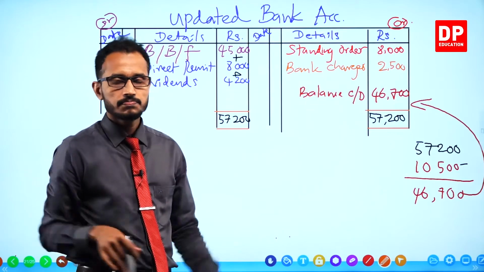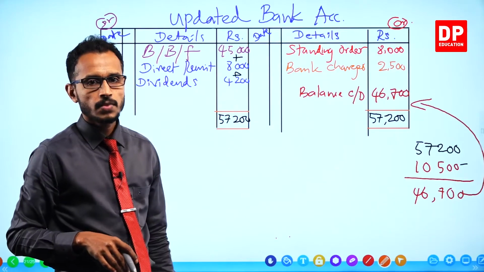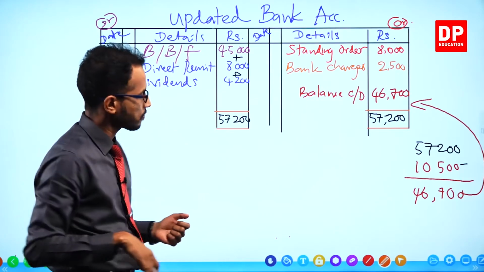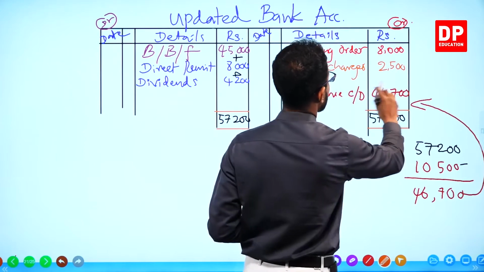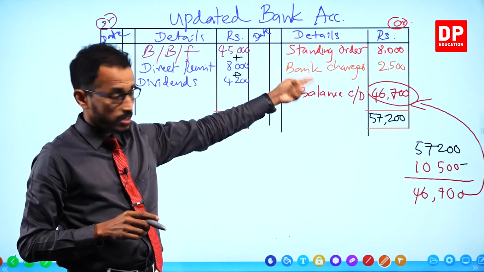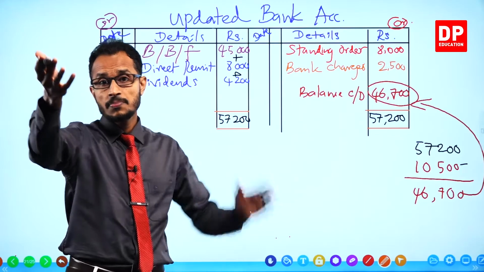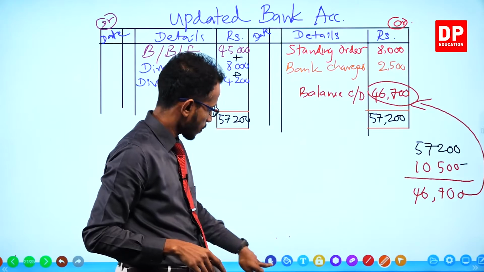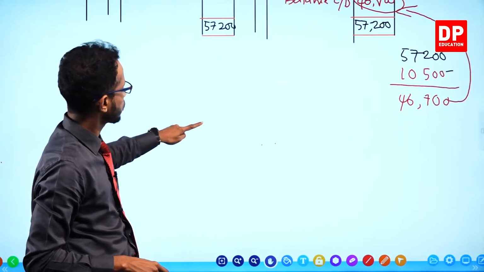All right, done. We completed the updated bank account or adjusted bank account. Now it's only a matter of preparing the reconciliation statement. Okay, 46,700 is here. We take that adjusted bank balance or updated bank balance to the reconciliation statement, and we start the reconciliation with that. Okay, let's start the reconciliation.